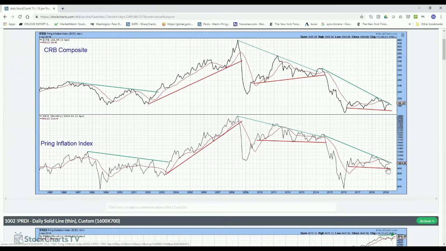So right now we've got a sideways trading range with a slight downward bias because we're below the 12-month moving average on both these series. And we're also below, or right at, this trend line on the CRB composite. So this is actually at a pretty critical position here. So that's the inflation index.